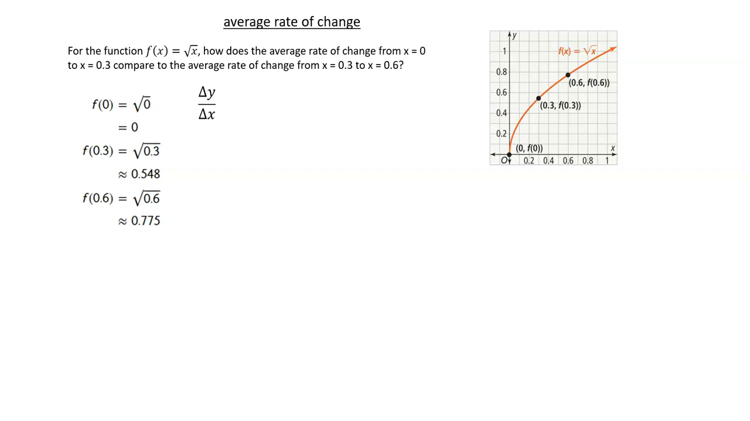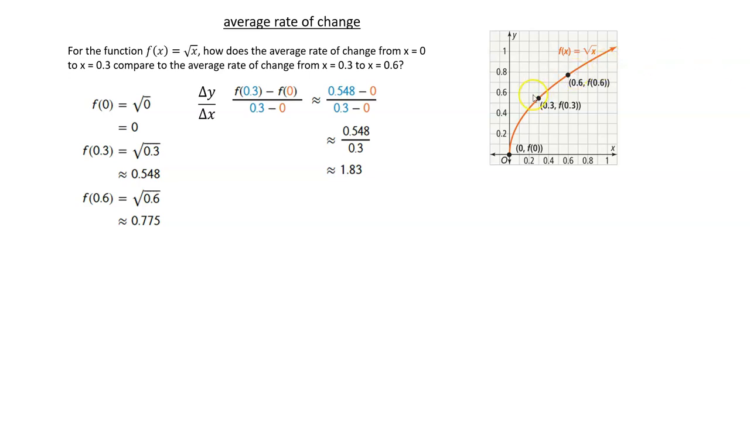Now, the average rate of change is the change in y divided by the change in x. So to go from 0 to 0.3, the y value for 0.3 was 0.548 and for 0 was 0. So the average rate of change is 0.548 minus 0, over the x values 0.3 and 0, and we subtract those on the bottom. Calculating that out, we get approximately 1.83.